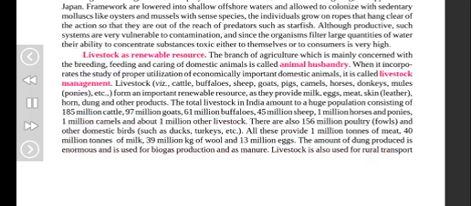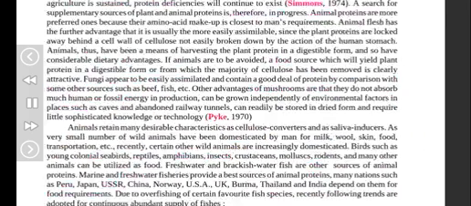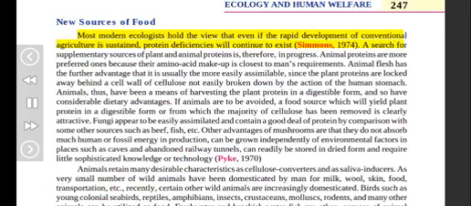New sources of food. Most modern ecologists hold the view that even if the rapid development of conventional agriculture is sustained, protein deficiencies will continue to exist (Simmons, 1974). A search for supplementary sources of plant and animal proteins is, therefore, in progress. Animal proteins are the more preferred ones because their amino acid makeup is closest to man's requirements. Animal flesh has the further advantage that it is usually more easily assimilable, since the plant proteins are locked away behind a cell wall of cellulose not easily broken down by the action of the human stomach.